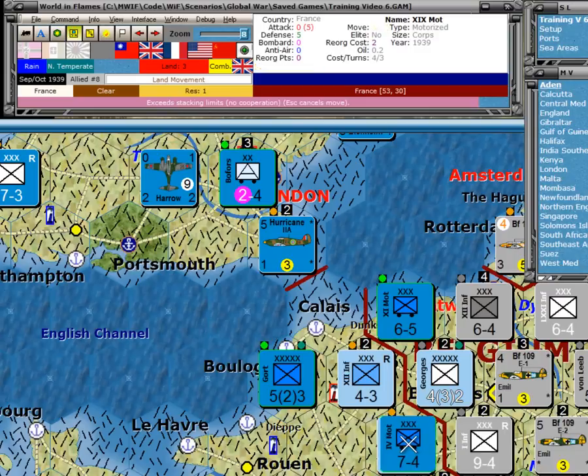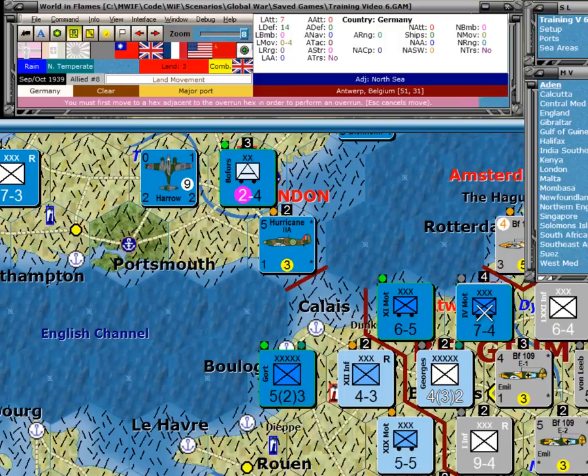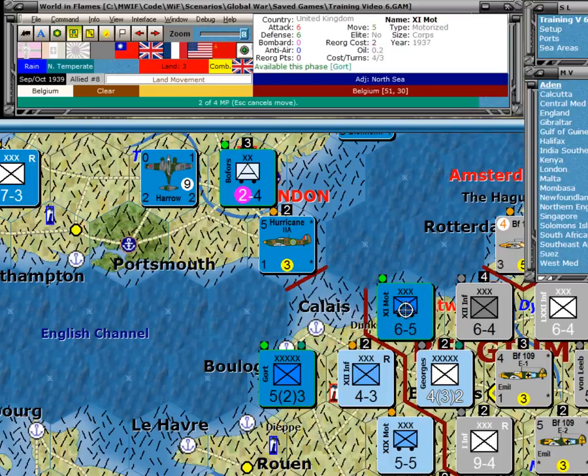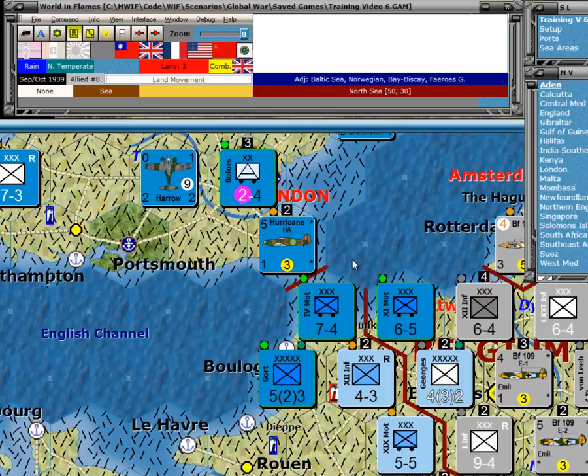So even if I try to go over to this hex that has just one French unit, I'm not allowed to move there either. And if I try to go to the German unit, I'm told that I can't overrun the German unit from this hex. If I just move to join the 6-5 infantry, I get the helpful information that it costs 2 movement points out of 4 available, and that if I press the escape key, the unit will go back to where it was. This panel is very useful for providing feedback to you as you are moving your units.